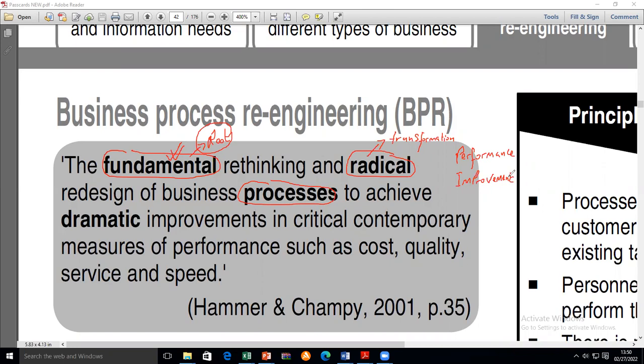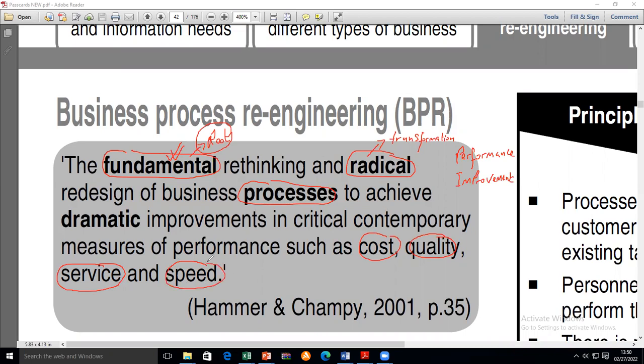About performance improvement. To achieve dramatic improvements in critical contemporary measures of performance, what are the critical contemporary performance measures or areas, or what you can call the critical success factors? Well, these critical contemporary measures include cost, quality, service, and speed.